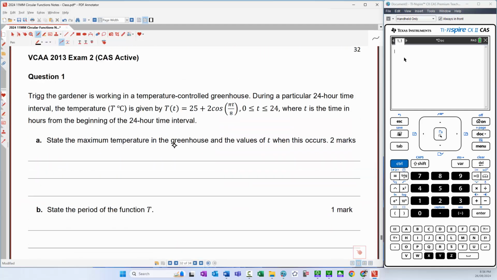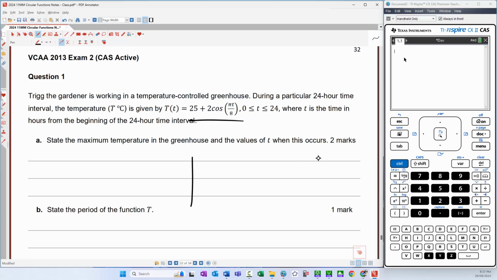All right, so on to this application question. Trig the gardener is working in a temperature-controlled greenhouse, and during a 24-hour time interval, the temperature is given by this function here. Okay, state the maximum temperature in the greenhouse and the values of t for when this occurs. Okay, so let's do a quick sketch.